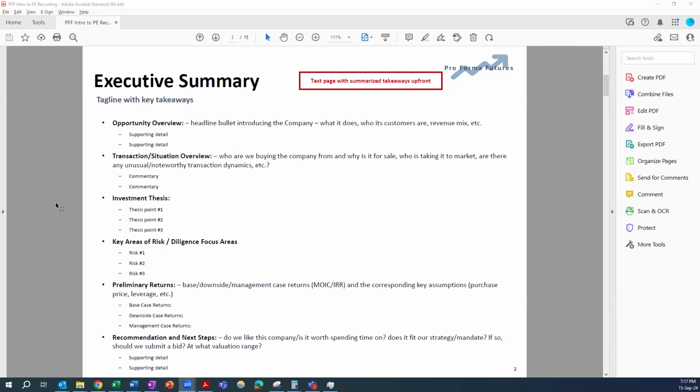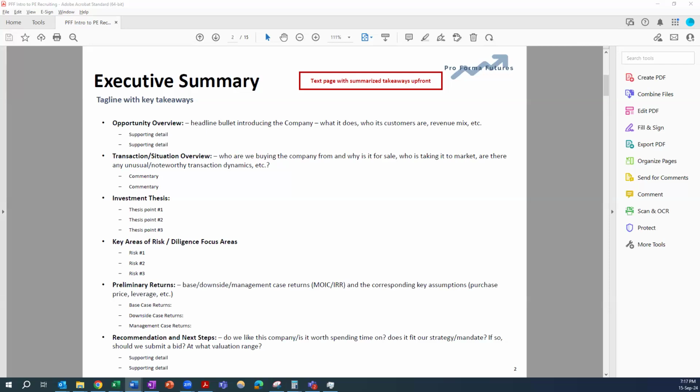And then the one other thing that I'd add about the executive summary slide, totally agree with you, Brian, that this is the most important slide. Especially if your debrief person is a partner and not a senior associate or a VP, this is the most important slide.